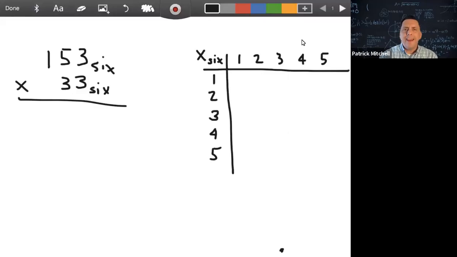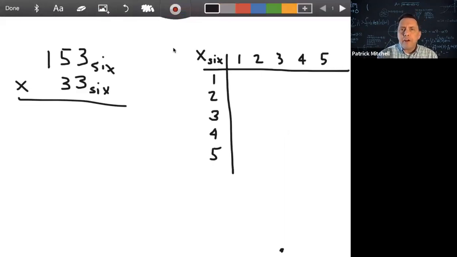Hi, everybody. I thought that you might like to have a couple more examples of arithmetic in the other bases. So I thought I would show you one multiplication and one division. And I thought that we could do base 6. That's a base that we didn't do in the lecture.